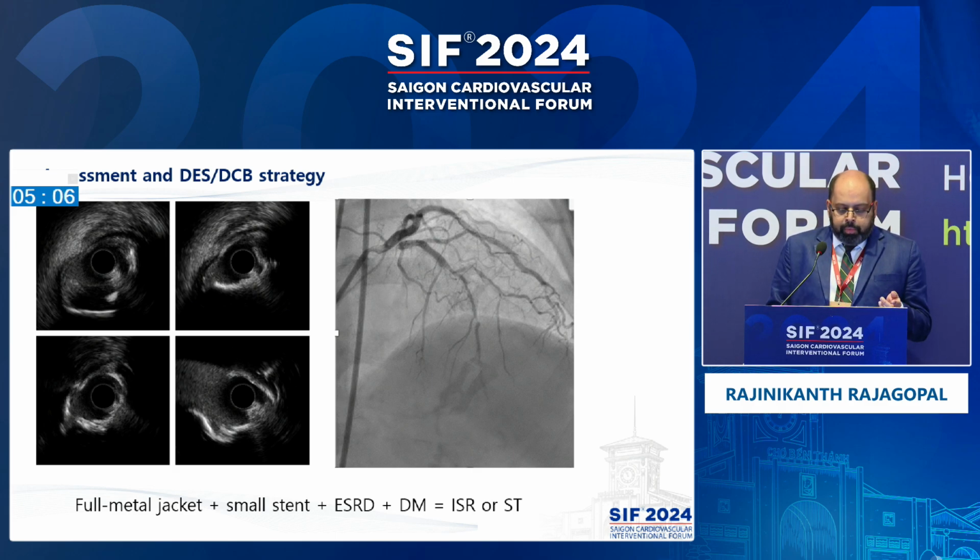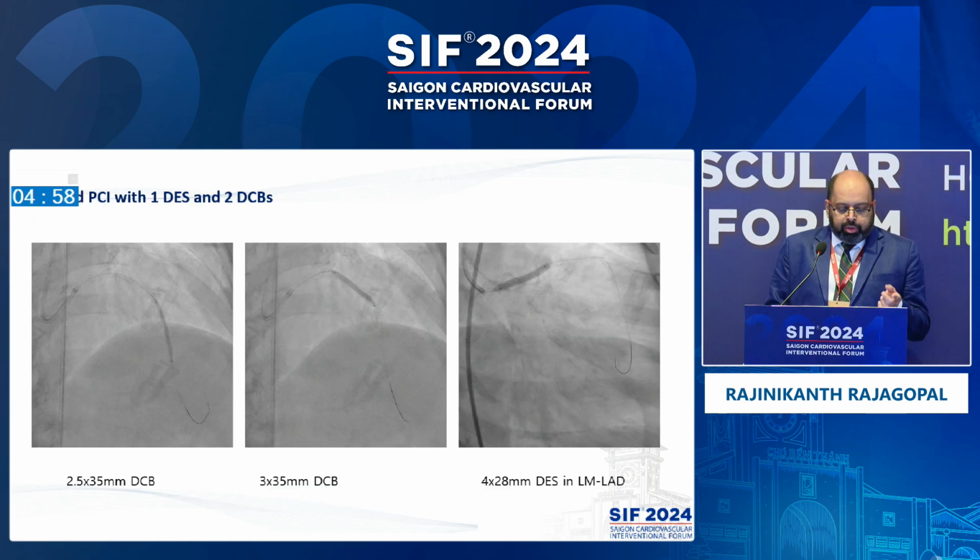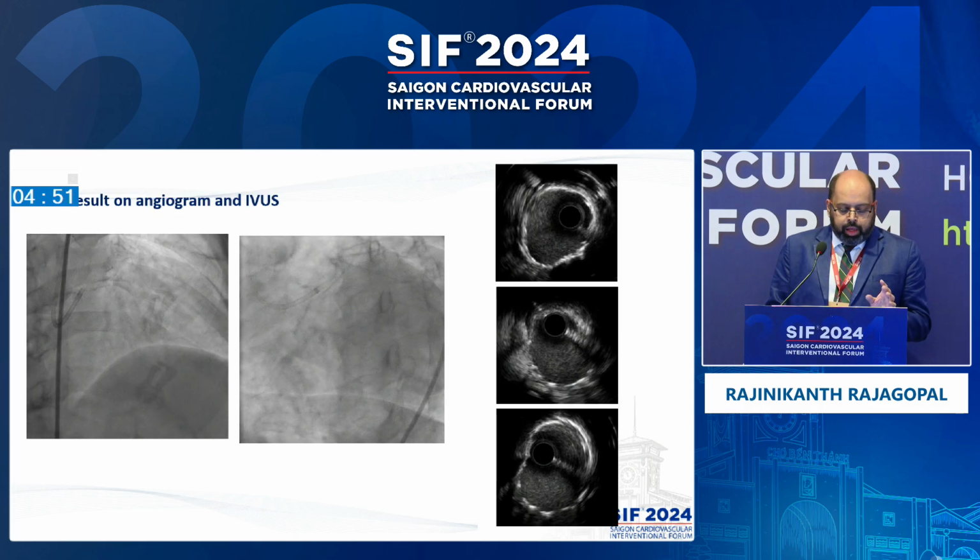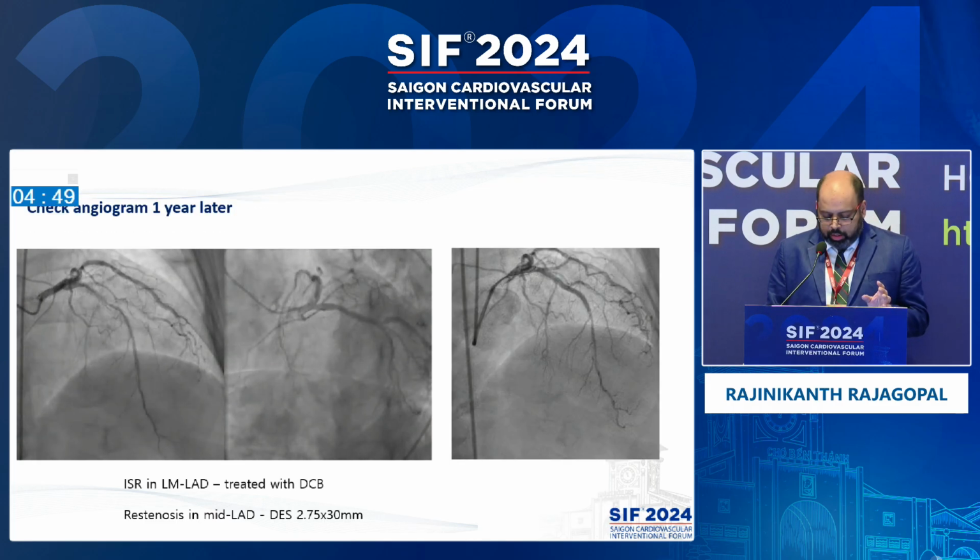So here, if you put in stents, we're going to have a full metal jacket all the way. And in a patient like this, that's a very high risk of ISR or stent thrombosis. So what we did was we put in 2 DCBs in the distal LAD and the mid LAD, and just put a stent from the left main into the LAD. And we got a very reasonable result.